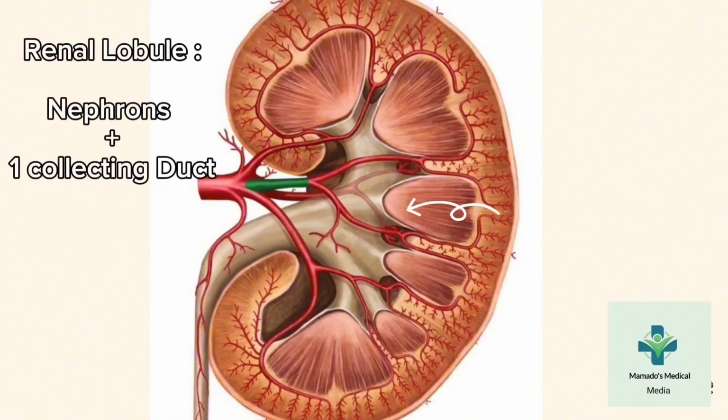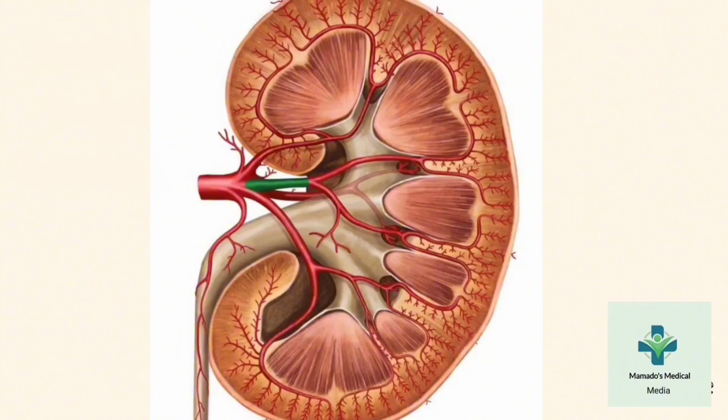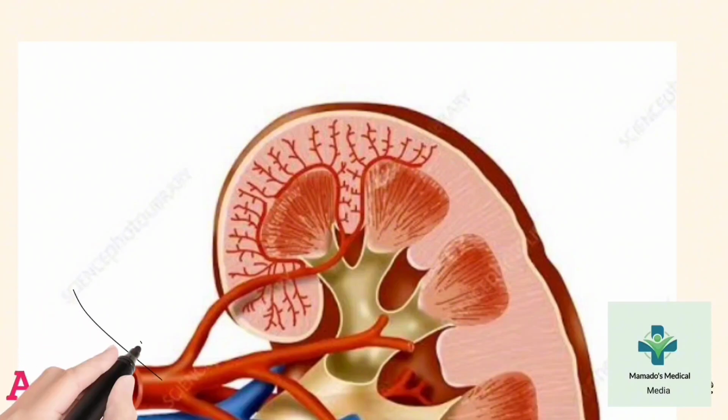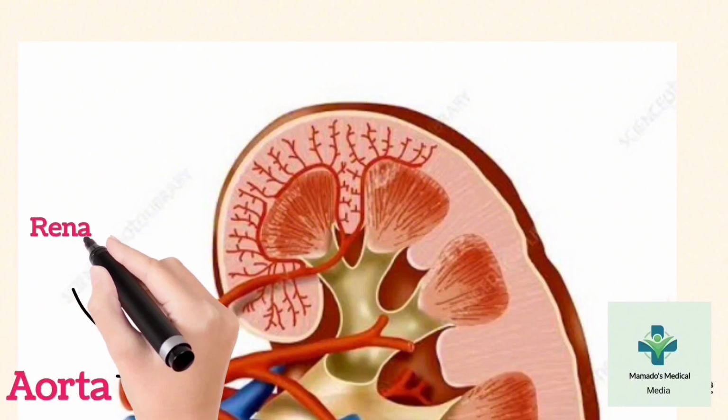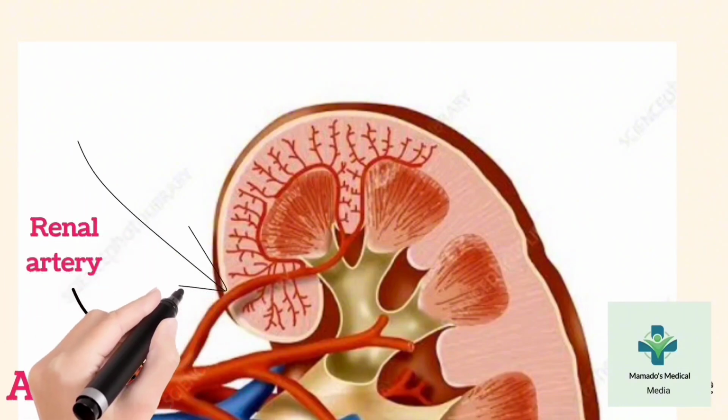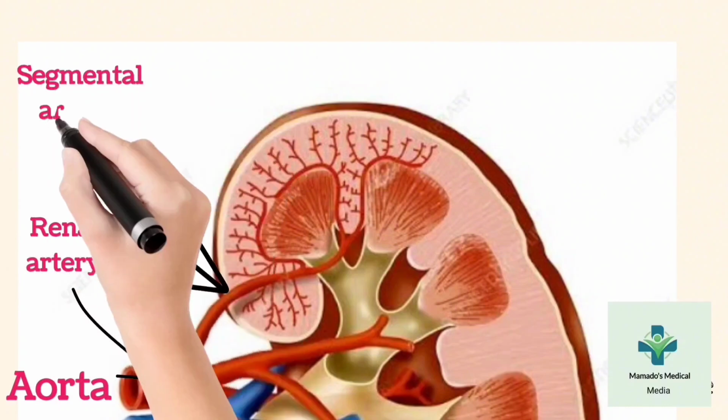And within that, we have renal lobules, which is a cluster of nephrons draining into one collecting duct. Now let's zoom in on how blood flows through all of this. The kidney's blood supply begins with the renal artery, which branches straight off the abdominal aorta, a big highway of blood. This renal artery splits into segmental arteries, the main branches that actually enter the kidney.